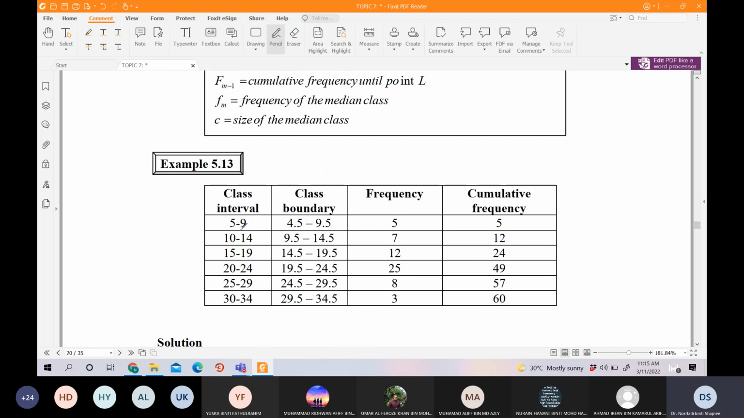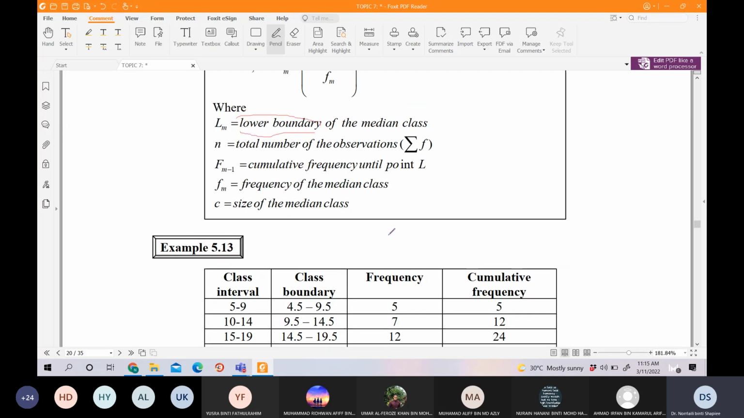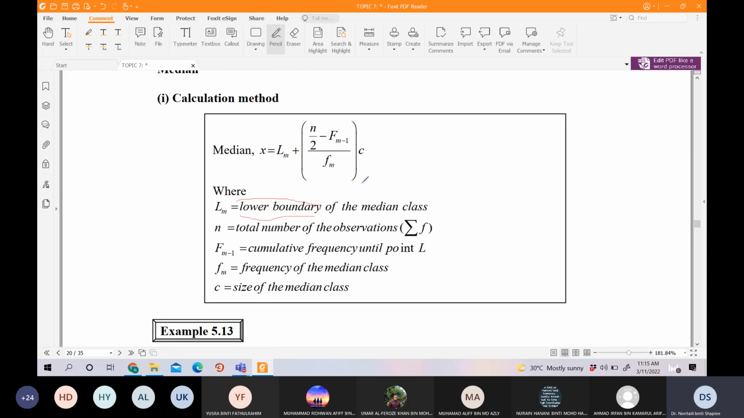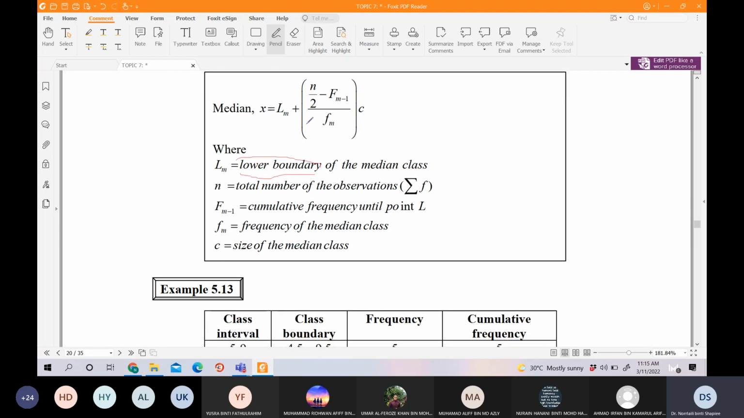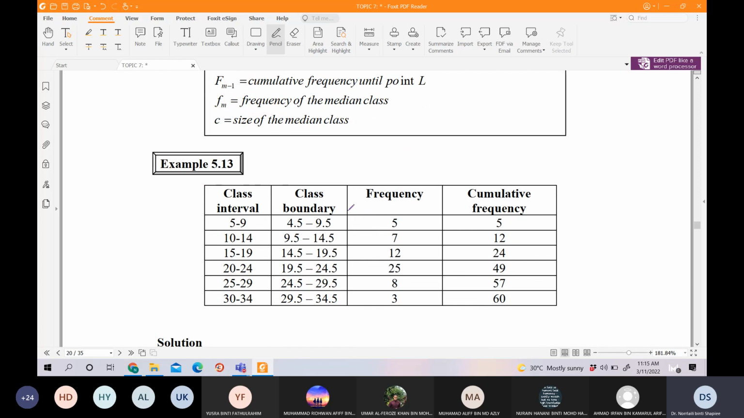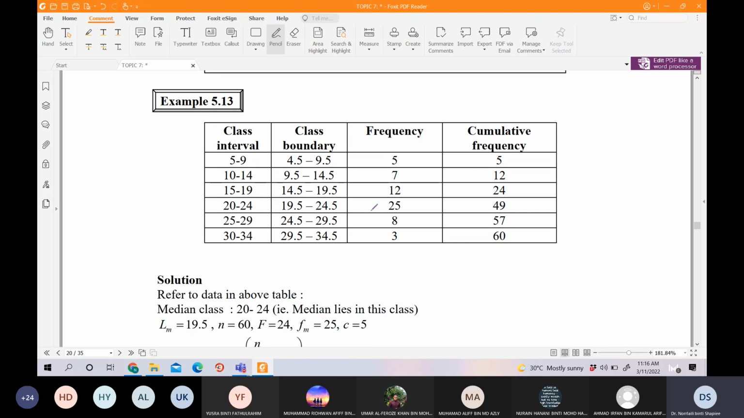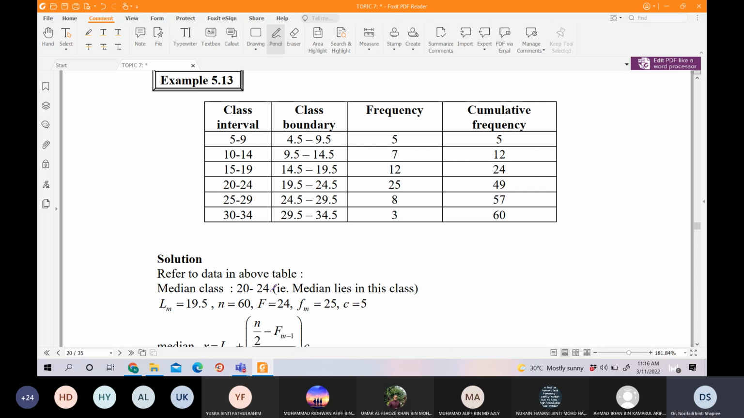So this one is our class interval. This one is class boundary, frequency, cumulative frequency. All these terms you have to find, because we need to substitute into the formula of median. So that's why you have to know how to find the class boundary and how to find the cumulative frequency. So here, median class 20 to 24. Macam mana you boleh tahu median class adalah 20 to 24?